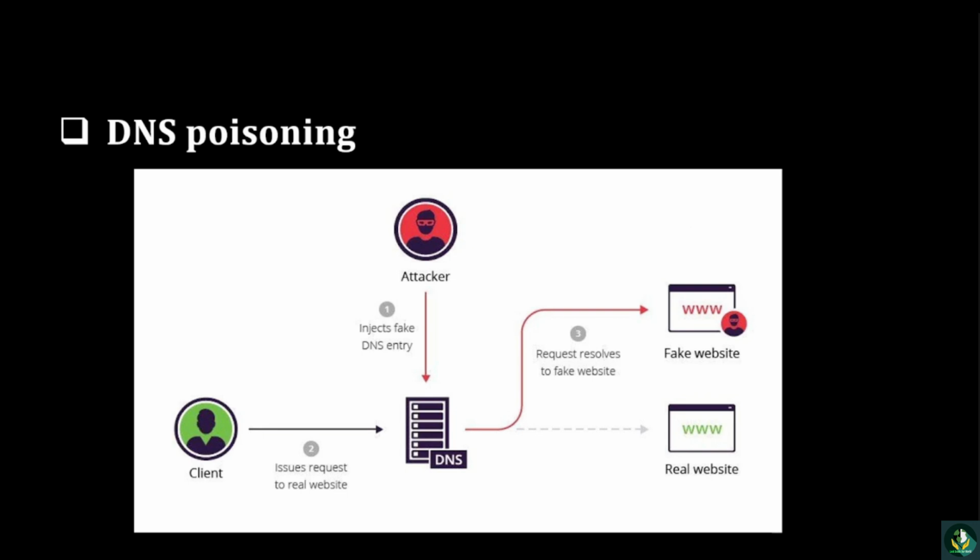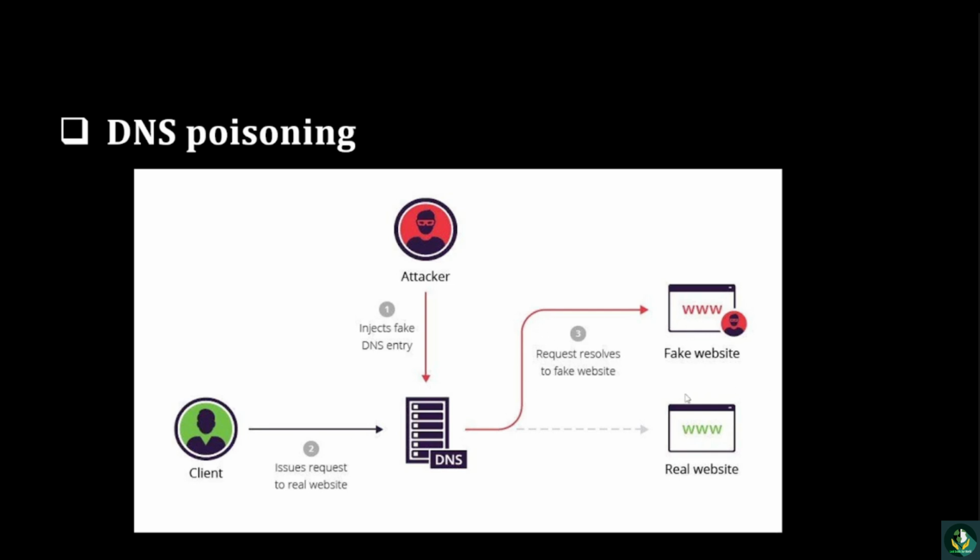Now just imagine we have an attacker, and the attacker is injecting some fake DNS entry into this DNS server. So when the client requests a website, imagine the client is requesting google.com. If the attacker has manipulated these DNS entries, then it will not redirect to google.com. It will redirect the user to a fake website.